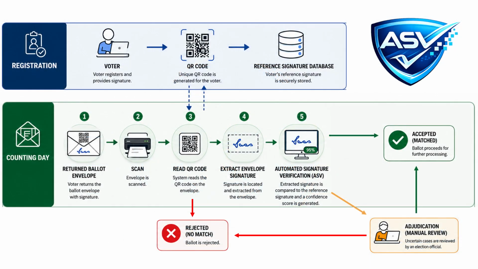This diagram illustrates our understanding of the proposed election process. Postal voting introduces a unique operational challenge. On counting day, election officials may be required to process thousands, or potentially tens of thousands, of returned ballot envelopes within a very limited time frame. Each envelope contains a wet ink signature that must be verified against a previously captured reference signature to help confirm the identity of the voter.